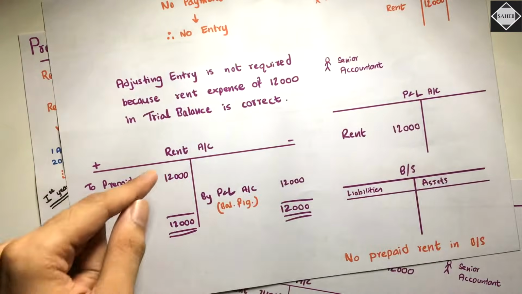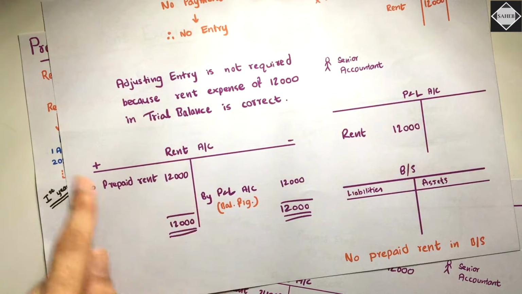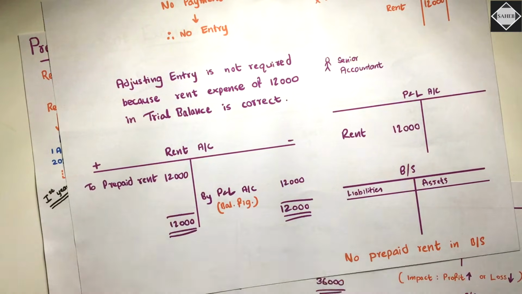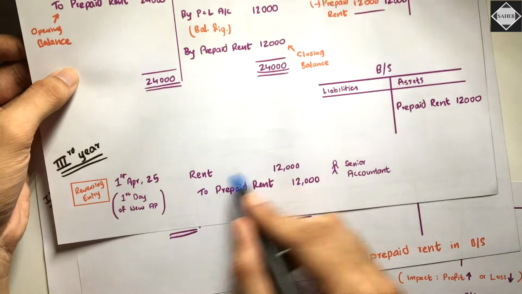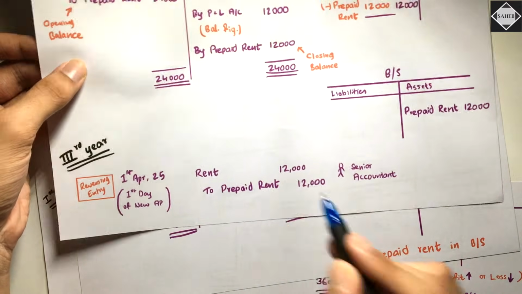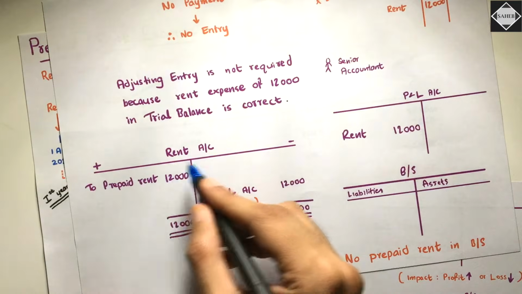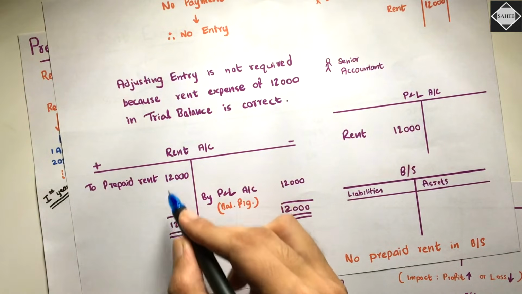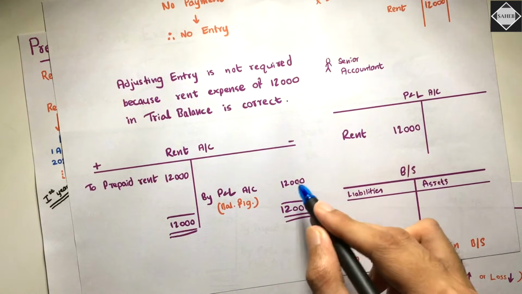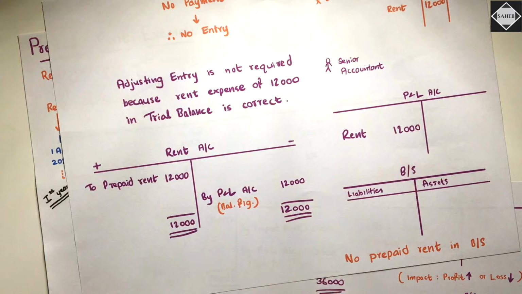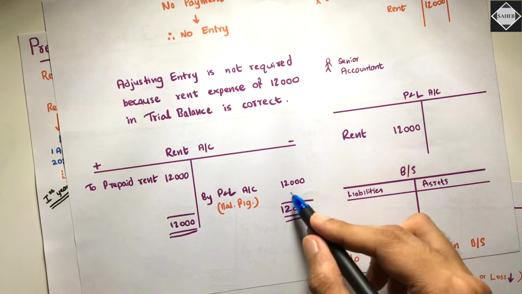See here, rent account will be prepared. Rent account is increasing because of prepaid rent. Yeah, this entry has been considered. Third year, this entry, rent account has been debited because of prepaid rent. Rent account is getting debited. It has increased because of prepaid rent. So 12,000 on both the side, 12,000 minus 0, 12,000, which will hit profit and loss account. Okay, this will appear over here.